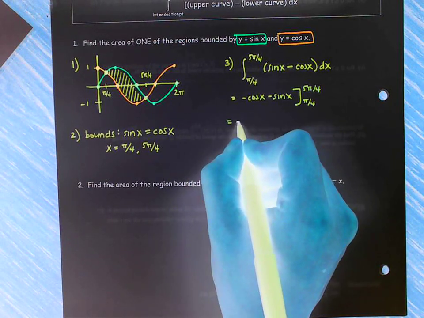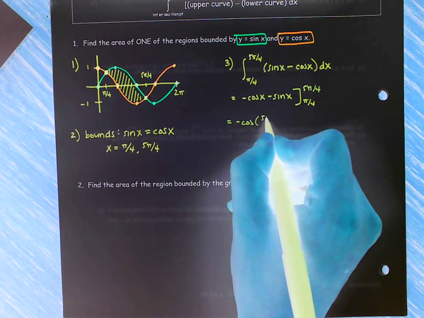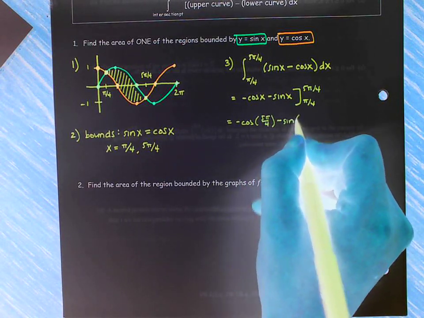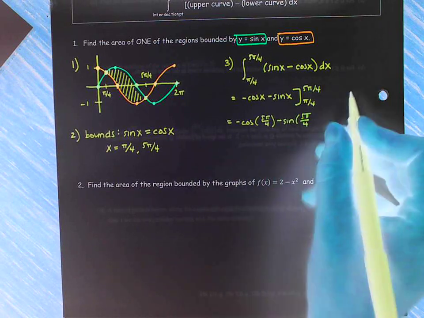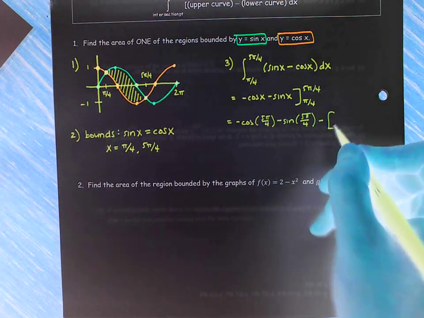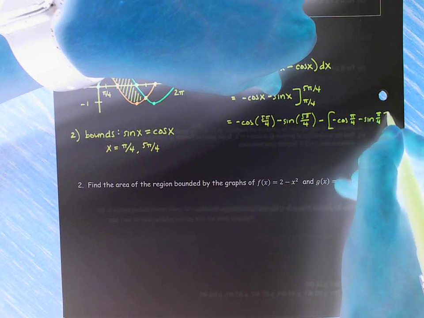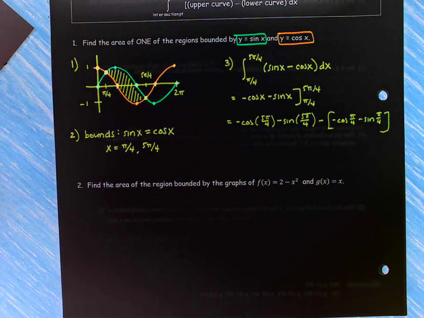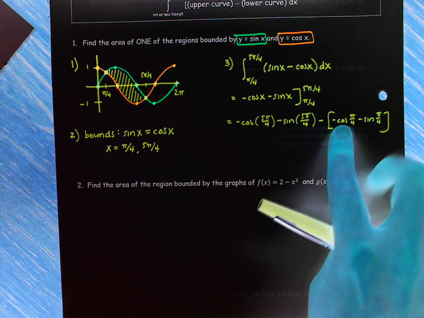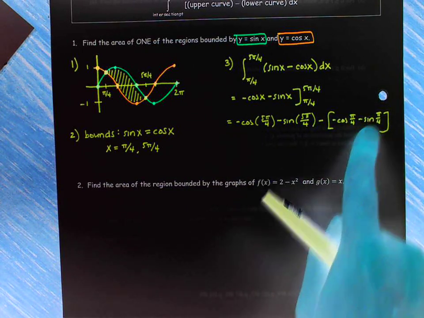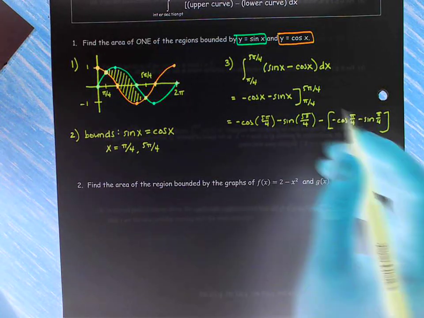So now I have negative cosine of 5 pi over 4 minus sine of 5 pi over 4, minus, negative cosine of pi over 4 minus sine of pi over 4. One of the things I noticed on your tests is a lot of you forgot to put brackets or parentheses around the second bound when you plugged it in. Be careful, because you want to make sure that negative gets distributed to both of those terms.